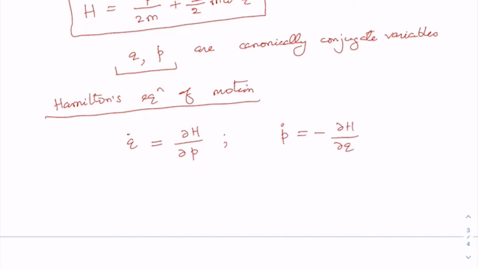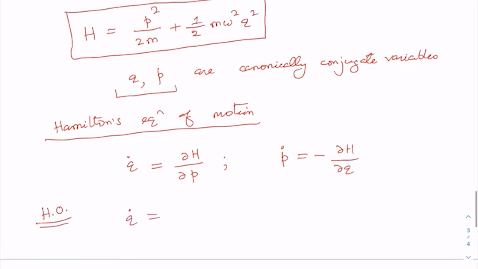In fact, you can verify this. Let me quickly see for the harmonic oscillator case. We know the Hamiltonian, so del H del p, from here you see that this is going to give us the familiar equation p by m. So this we already know is correct. And p dot, if I take minus del H del q from here, then you will see I will get this force equation, that is minus m omega square q. So this is also Newton's equation. These are the correct form of equations.